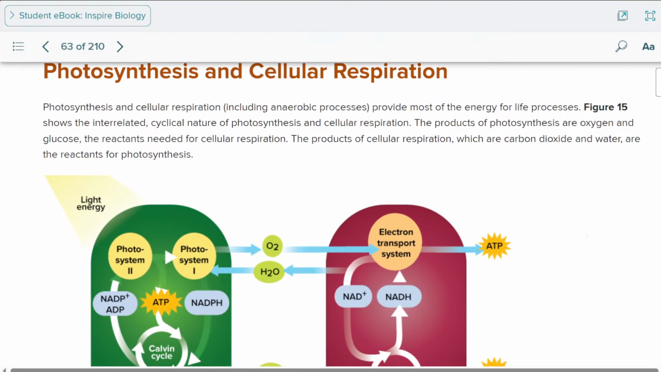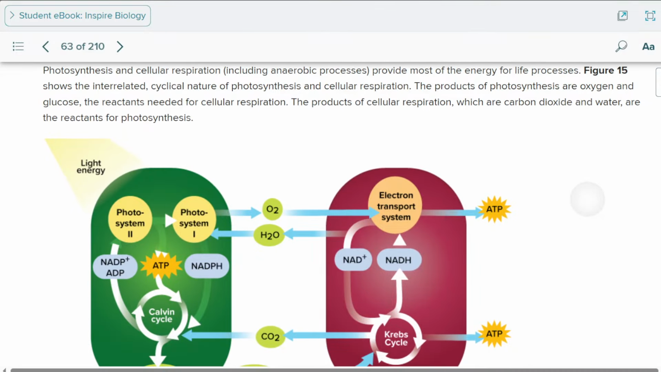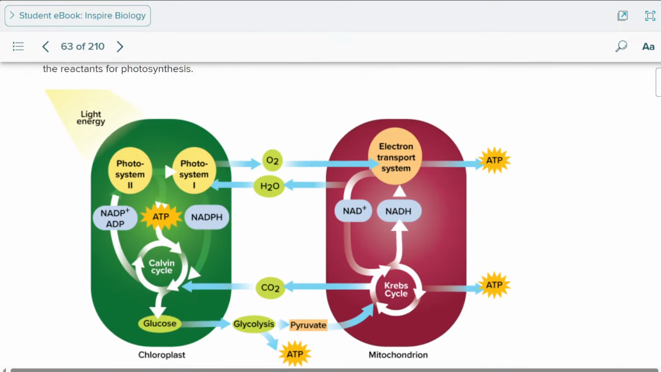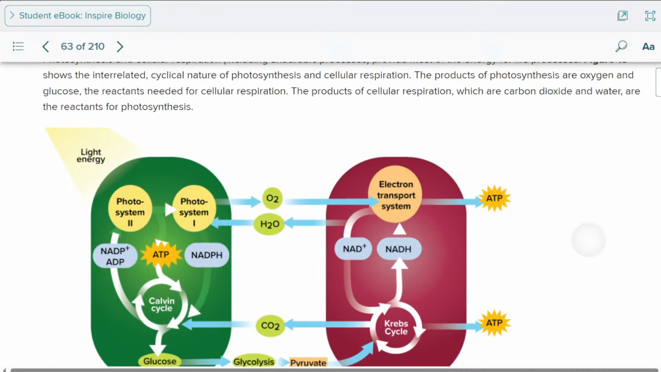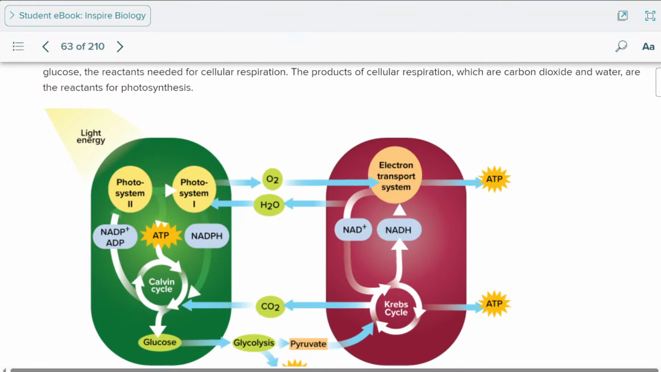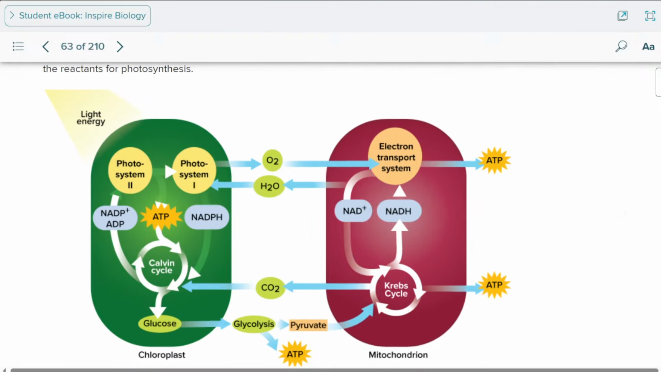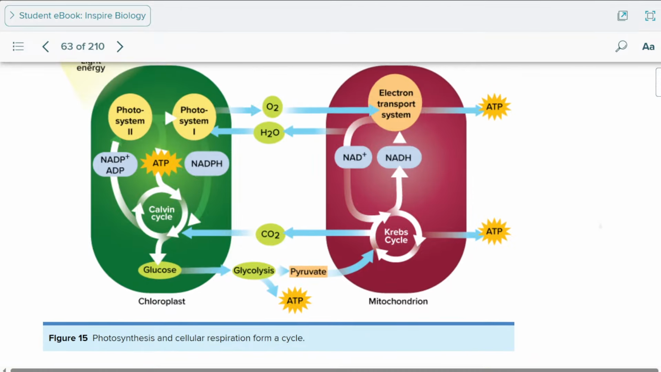So photosynthesis and cellular respiration, including the anaerobic processes, provide the most energy for life processes, as shown in figure 15, which shows the interrelated cyclical nature of photosynthesis and cellular respiration. The products of photosynthesis are oxygen and glucose, which are the reactants needed for cellular respiration. The products of cellular respiration, which are carbon dioxide and water, are the reactants for photosynthesis. You guys see that? Okay.